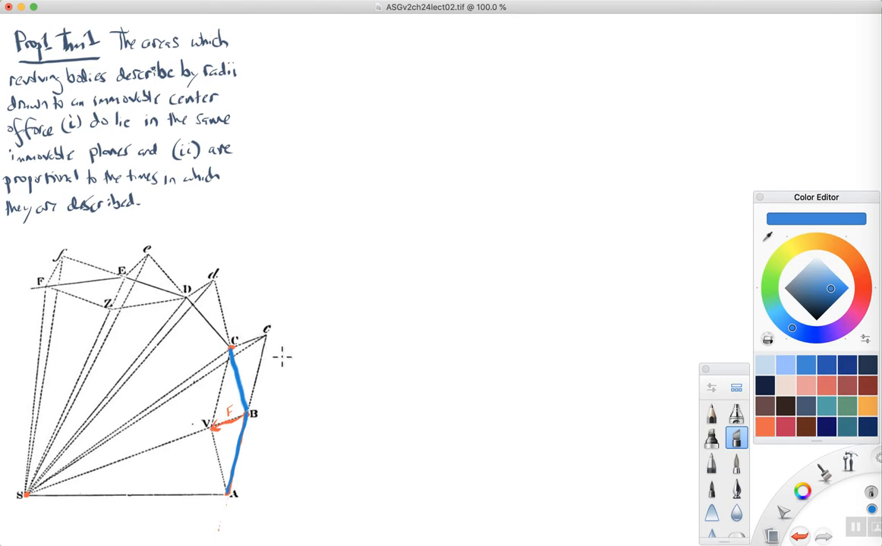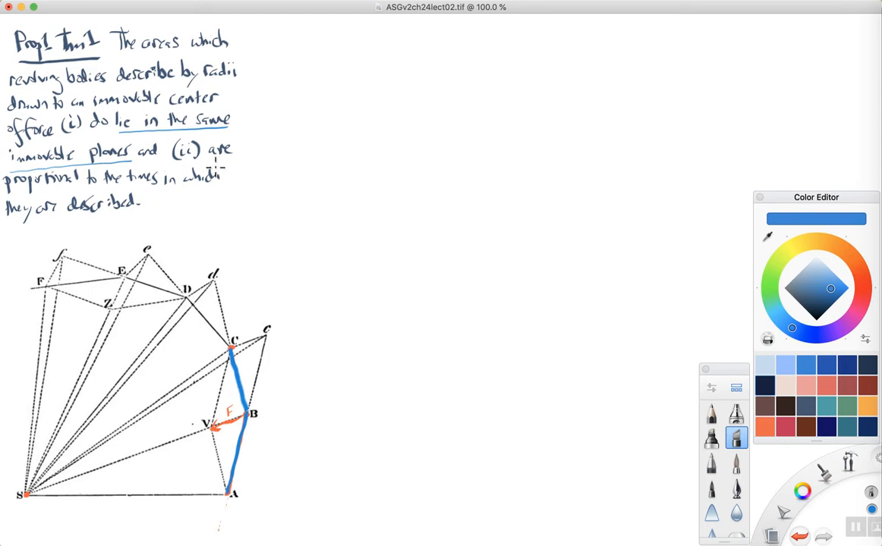And the point that we made last time was that if this force lies in the same plane as line AB, and more specifically in the same plane as this triangle ABS, then there is no change in momentum or change in motion out of this plane. And so this new triangle SBC lies in the same plane as triangle ABS. And so that's this first point that he's making right here. So I'll underline that. They lie in the same immovable plane.